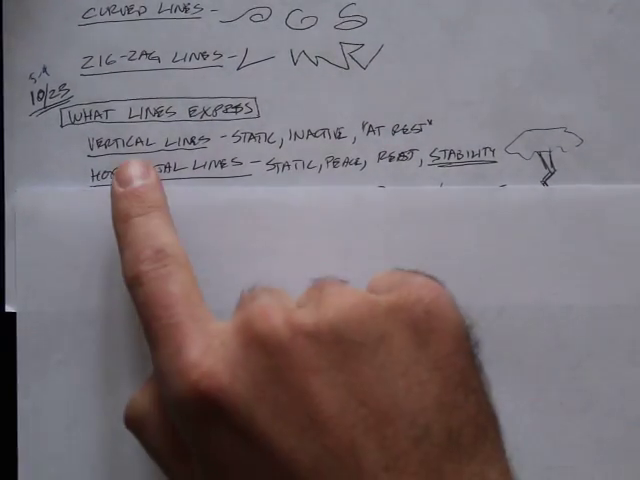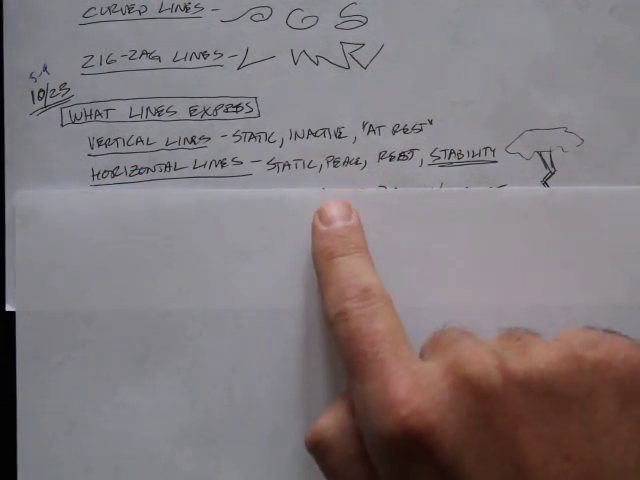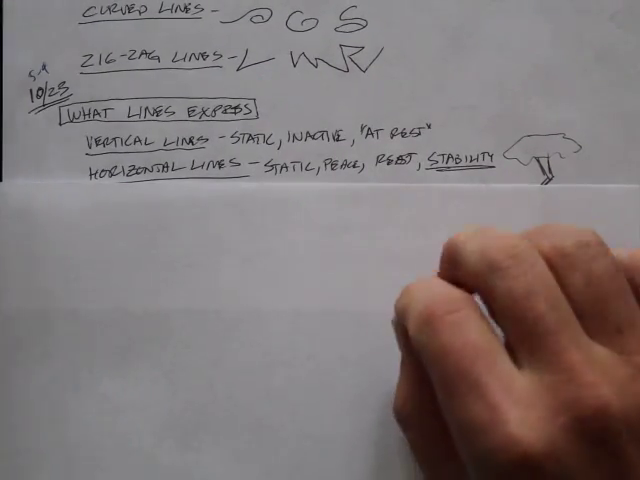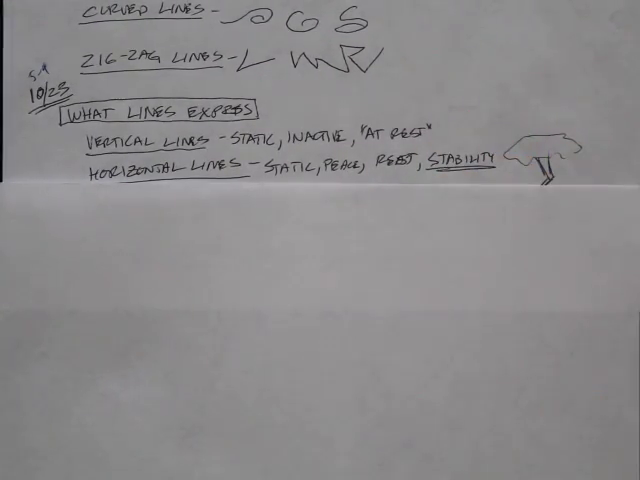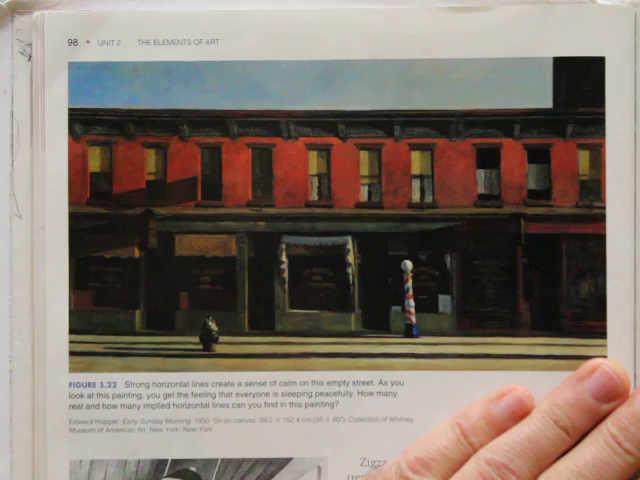Horizontal lines work very similar to vertical lines. Static, inactive, peace, rest, stability. These are lines that have a calming effect. Page 98 has a really good example of horizontal lines in a painting.